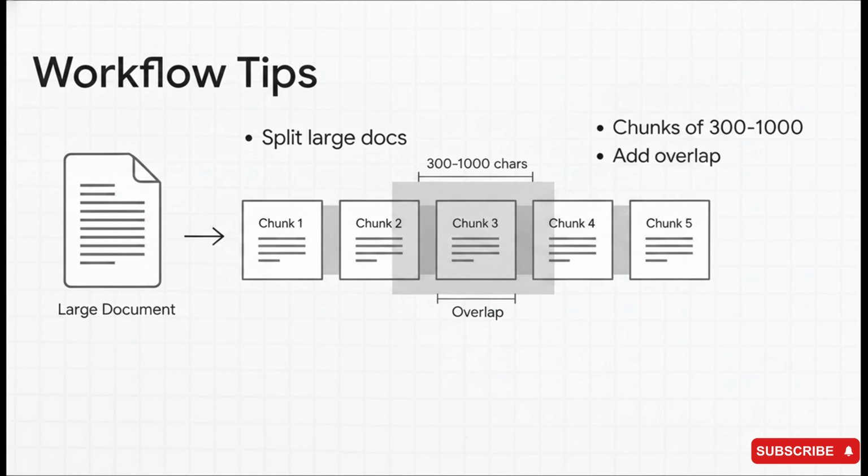You want to keep your chunk size optimized, usually between 300 and 1,000 characters, and crucially, always ensure chunk overlap, say 50 to 150 characters. This overlap ensures you don't accidentally slice a sentence in half and completely lose the context from one chunk to the next.